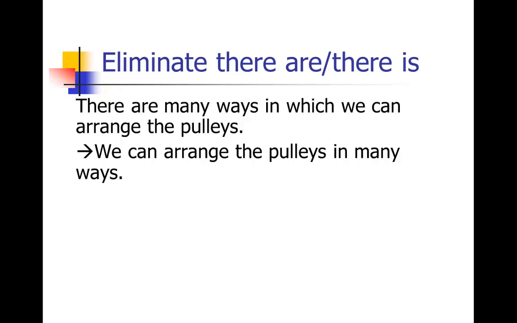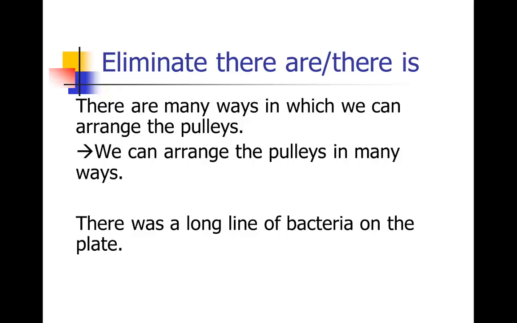Be on the lookout for when you're using a lot of to be verbs: is, are, was, were, be, been, and am. A lot of times there's a better verb there, or maybe you don't need the verb at all. Here's another example. There was a long line of bacteria on the plate. How can we get rid of the there was? How about just bacteria lined the plate? You can see by getting rid of the there was, we get a much more exciting verb, lined, rather than was.